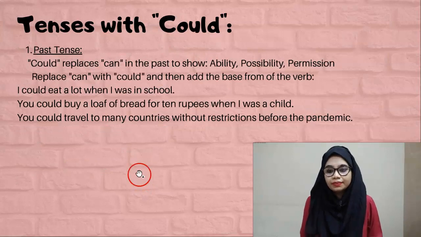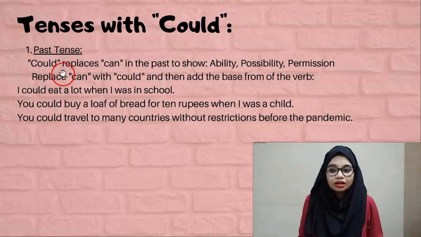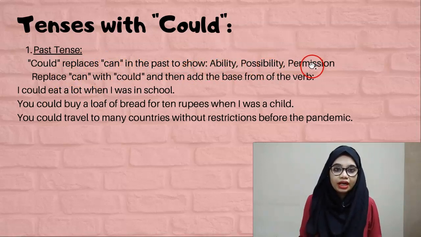Tenses with could. Past tense. Could replaces can in the past to show ability, possibility and permission.